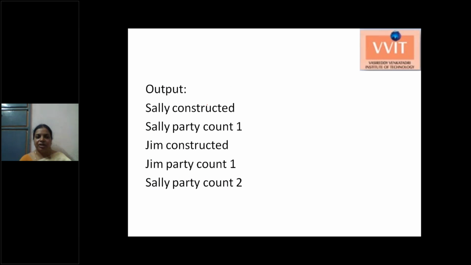Sally is constructed, the constructor of the Sally object, and the constructor of the j object. Sally party count is 1 and Jim party count is 1. Whenever you call the s object's party function again, it shows the count as 2. So these are multiple instances, which we can specify with different values for the objects.